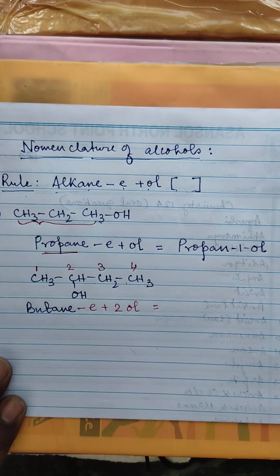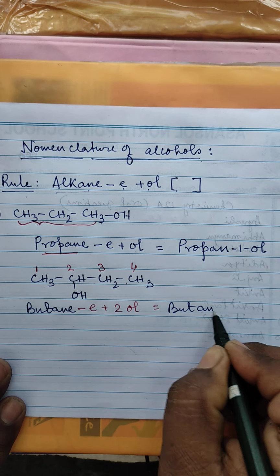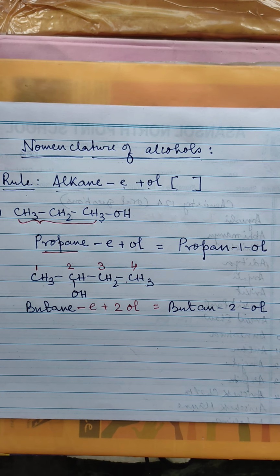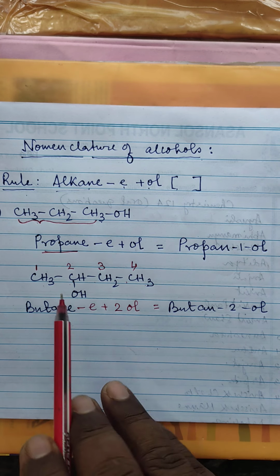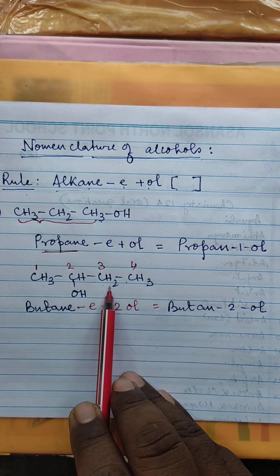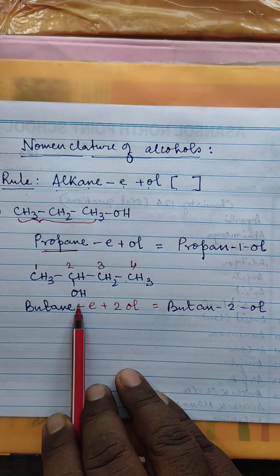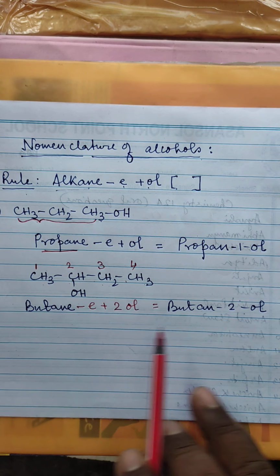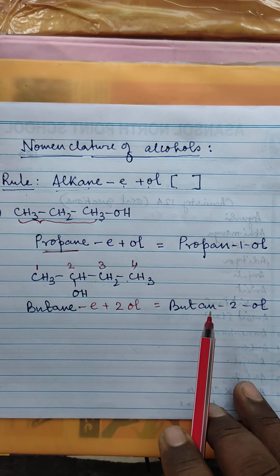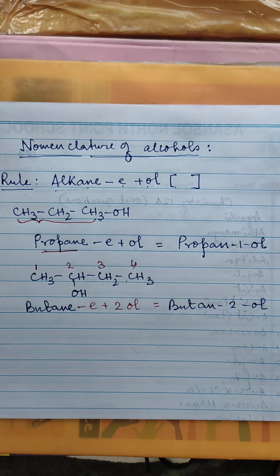So, the name of the compound comes as butan 2-ol. Why is the name coming as butan 2-ol? Because how many carbon are there here? 4 carbon. As there are 4 carbon and OH is located at the second position, the parent compound is butan, that is butane minus E plus OL with location. So, here it becomes butan 2-ol. This is how this compound is named.